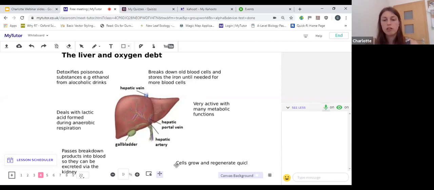The cells of the liver grow and regenerate quite quickly compared to the rest of our bodies, which is quite key, particularly when we're talking about alcohol use. Alcohol is famous for not being very good for your liver. And if you keep alcohol intake to a bit of moderation, then the cells of the liver can grow and regenerate fairly quickly and overcome that abuse from alcohol.